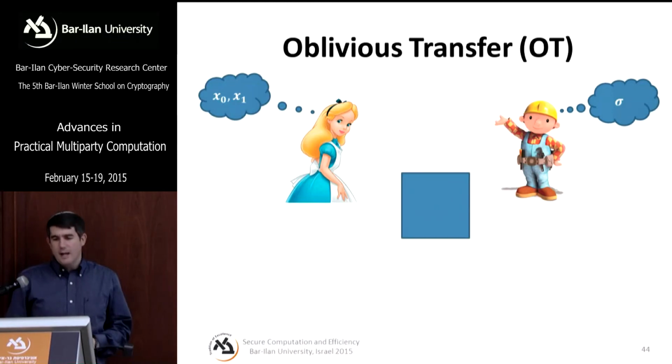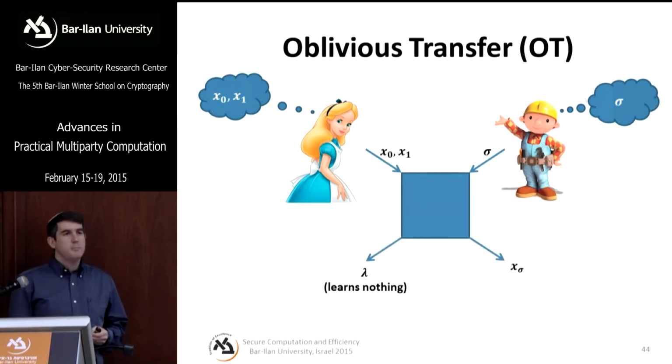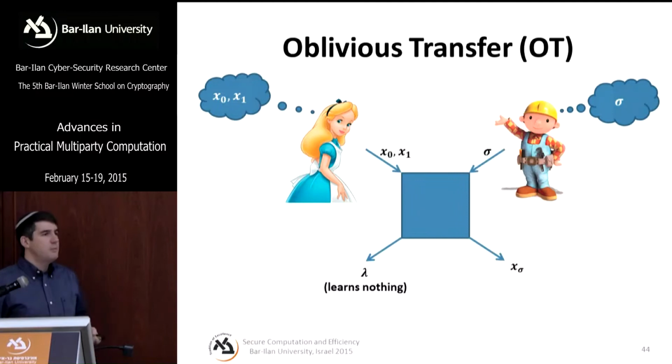And it works as follows. We have Alice and Bob. Alice has a pair of inputs x0 and x1, and Bob has a choice bit sigma. The functionality is defined by Bob learning one of the outputs and only one of the outputs, and Alice learning absolutely nothing.